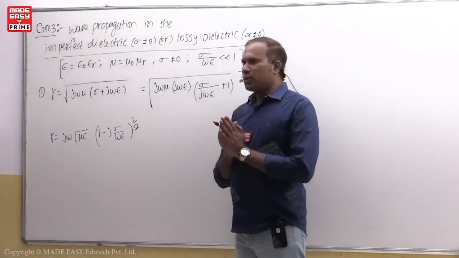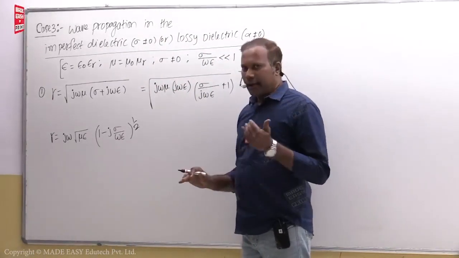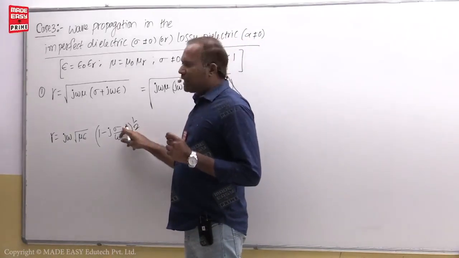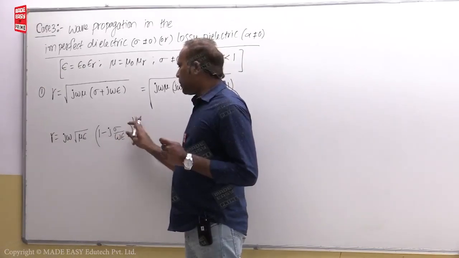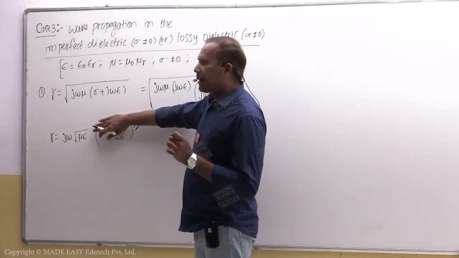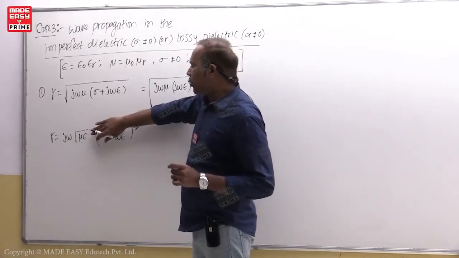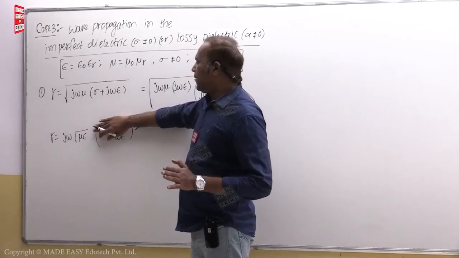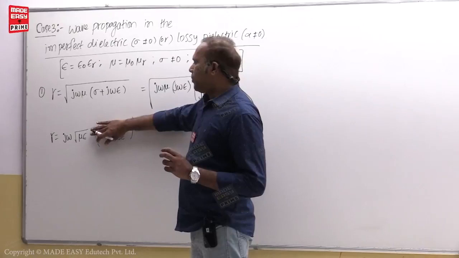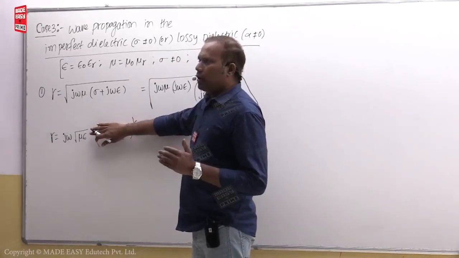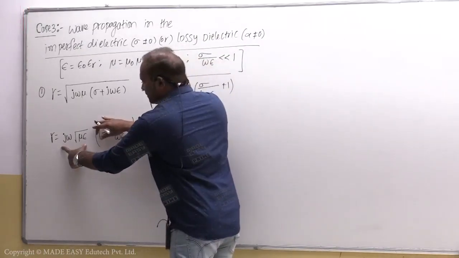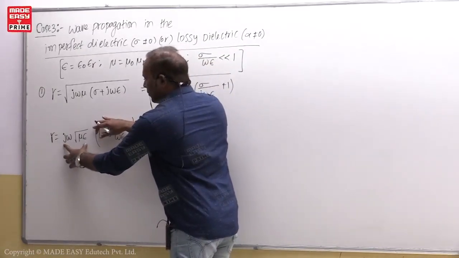Why in the textbooks they write like this? I will tell you. For lossless dielectric, sigma is 0. If sigma is 0, then 1 minus 0 whole power half is 1. This is not there. That means for lossless dielectric we have seen gamma is j omega root mu epsilon, that was purely imaginary. So alpha is 0 and beta is omega root mu epsilon. So now this is the gamma of lossless medium.